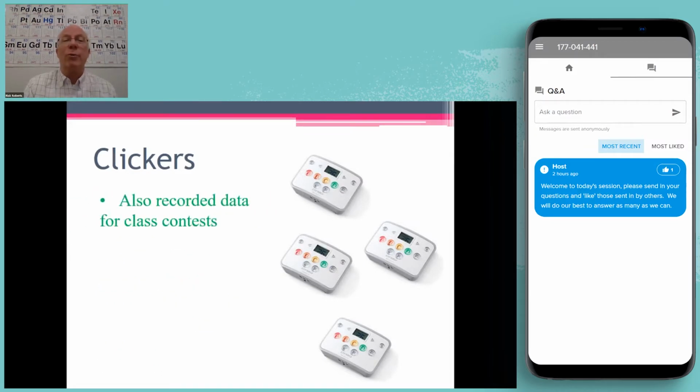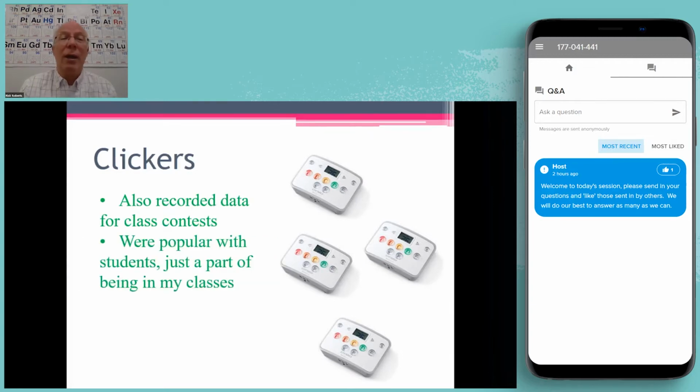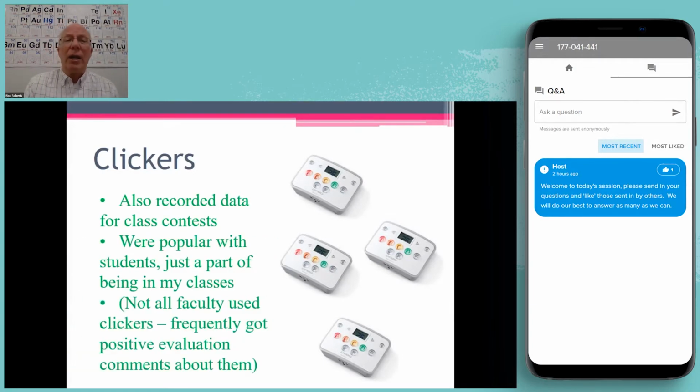So some of the features for clickers were great. Some of them didn't work as well. So the data was recorded. Class contests could be done. I could have challenges where we keep track of which team would get the most right answers over the course of a class, and then I would report back the next time. Students really enjoyed that.